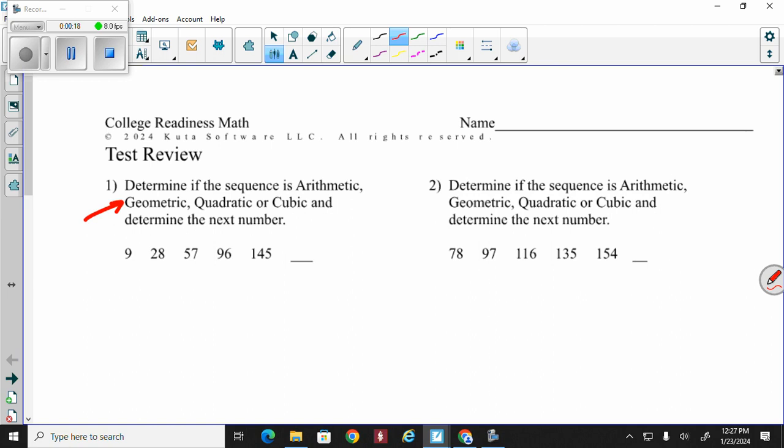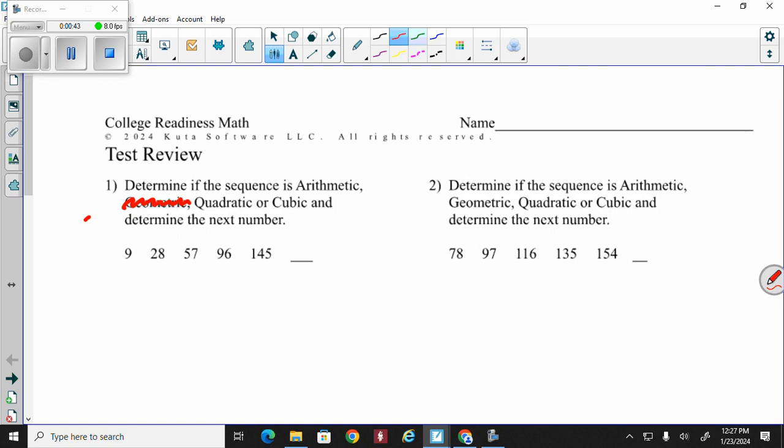Remember, geometric means you are multiplying, so little x means multiply. I always like to look at the first two, so 9 and 28. Is there anything I can multiply 9 by to get to 28? The answer is no, I can't think of anything. So this one's not going to be geometric. Once you do that, you start subtracting, or finding the difference.